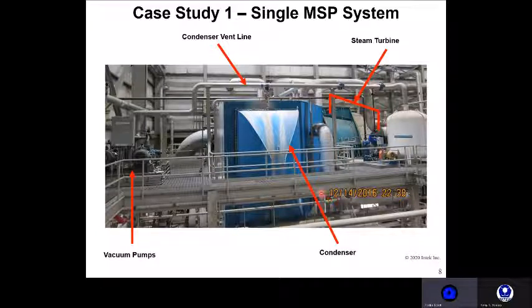The condenser shown here is a combined cycle unit. There is only one vent line. You can see the steam turbine exhausting to the side of the condenser here. The vent line runs across the top of the condenser over this way to a bank of 2 liquid ring vacuum pumps.